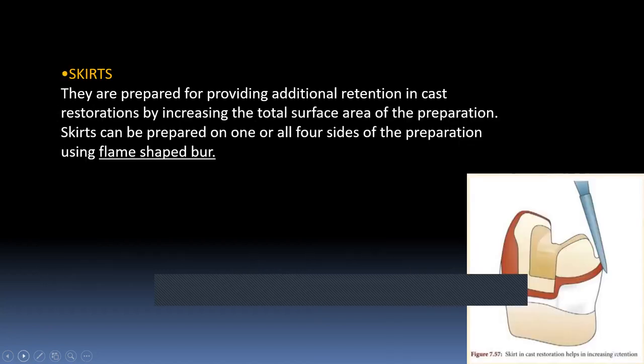The other mode of secondary retention form is the skirt. They can provide additional retention in cast restorations by increasing the total surface area of the preparation. These are prepared either on one side or on all four sides of the preparation using a flame-shaped bur, which will increase the surface area.